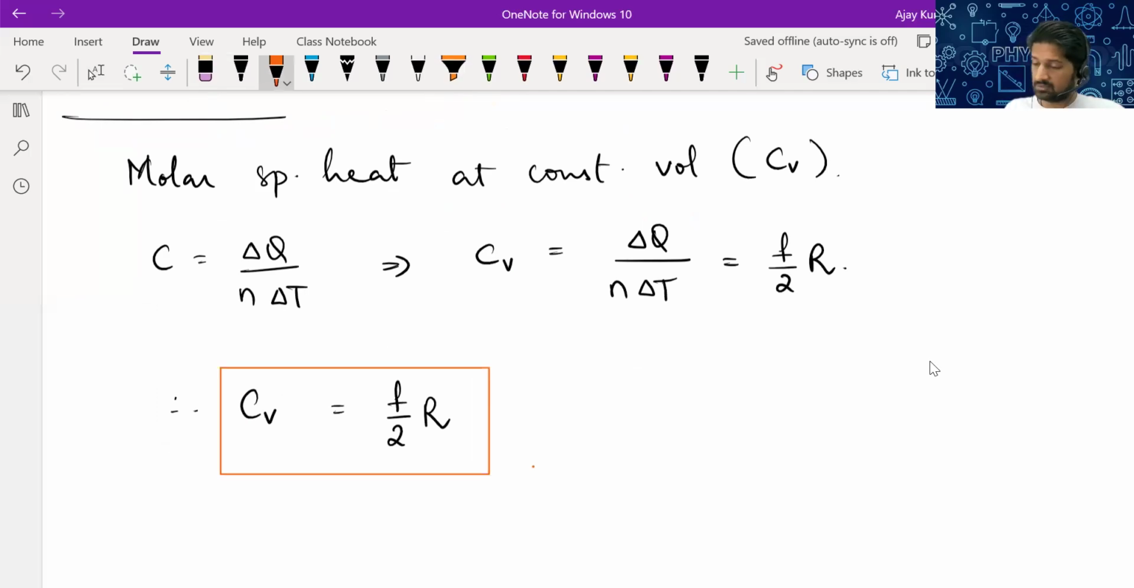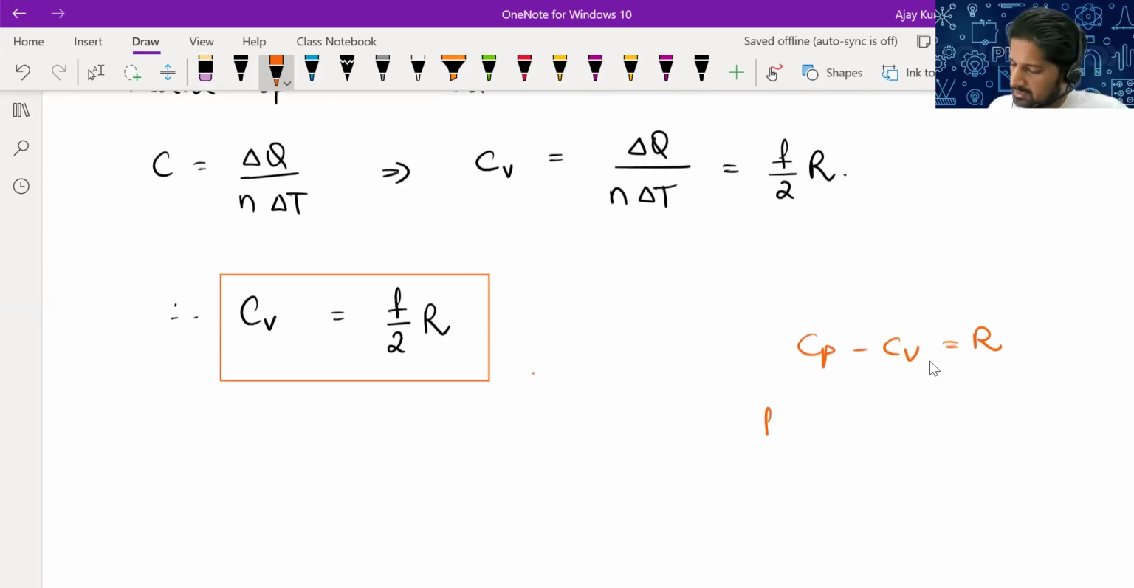In fact, in chemistry, you must have derived or come across this equation: Cp minus Cv is equal to R. There is an elaborate derivation also for it. I don't know if you have done it or not. Now we got Cp as F by 2 plus 1 into R. This we derived yesterday. Cv we are now seeing that it is F by 2 multiplied with R. Obviously, if you subtract these two, it becomes equal to R itself. So this way also you can prove that Cp minus Cv is equal to R for an ideal gas.